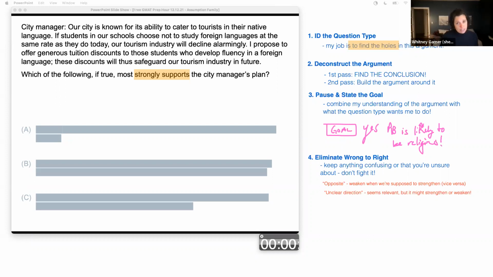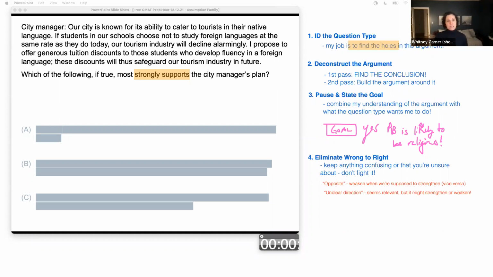So I'll keep reading just to make sure. I propose, says the manager, to offer a bunch of discounts, and I'm going to give those discounts to anyone who develops fluency in a foreign language. These discounts will thus safeguard our tourism industry in the future. Okay, so that's another belief. So facts so far, our city is known to cater to tourists in their native language, and I'm going to offer some tuition discounts to anyone who becomes fluent in a foreign language.